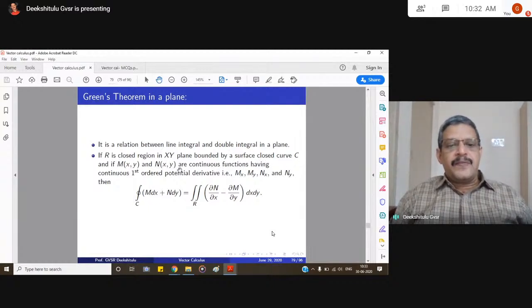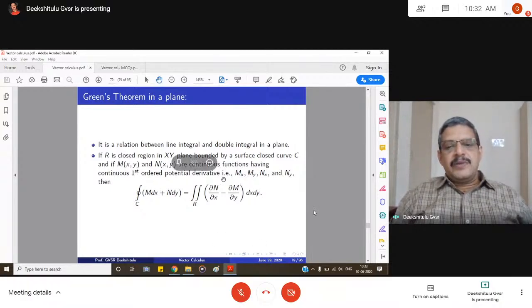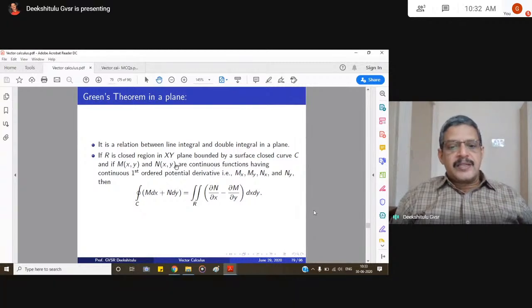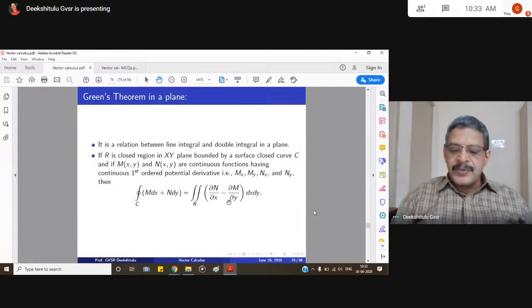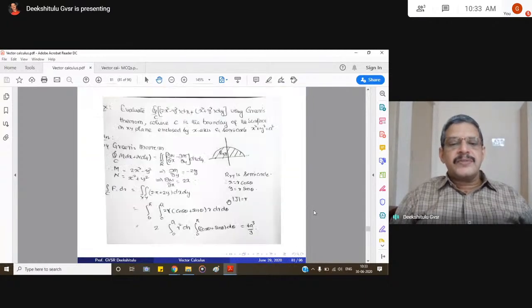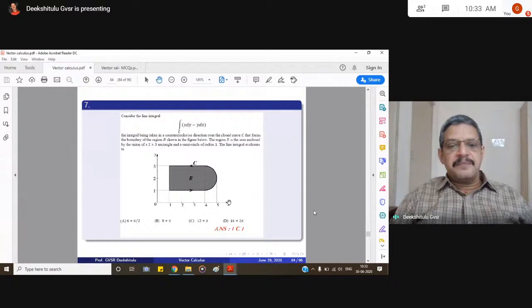if M(x,y) and N(x,y) are continuous functions having continuous first order partial derivatives, that means M and N are to be continuous, and ∂M/∂x, ∂M/∂y, these things, similarly ∂N/∂x and ∂N/∂y must be continuous. Then the line integral over C, M dx plus N dy, is equal to the double integral over R, ∂N/∂x minus ∂M/∂y. This is called Green's theorem, and we have seen some problems also on this the other day.